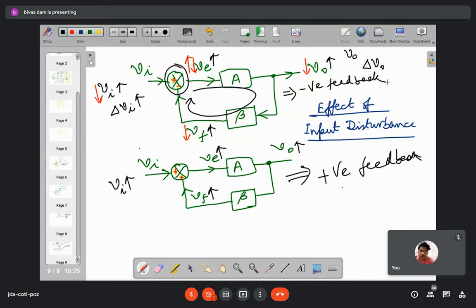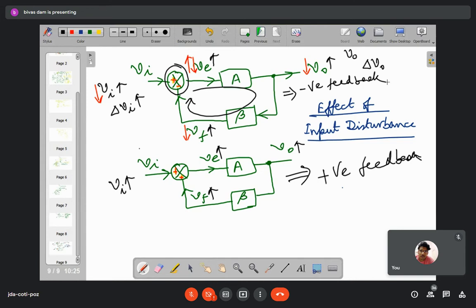So if anybody asks you to distinguish between positive feedback and negative feedback, you should mention this. In terms of the effect, that is the effect of input disturbance felt at the output when the feedback loop is implemented. In the case of negative feedback, the effect of input disturbance will get stabilized and you are expected to achieve one stabilized output level.